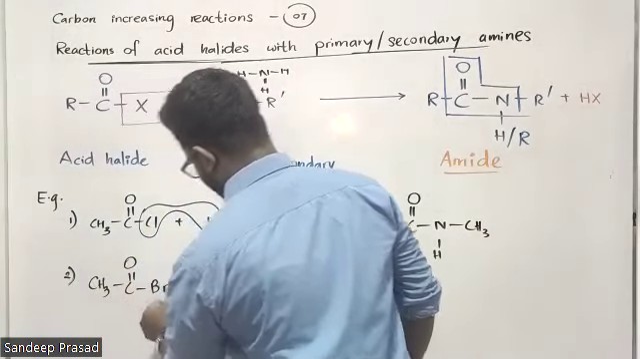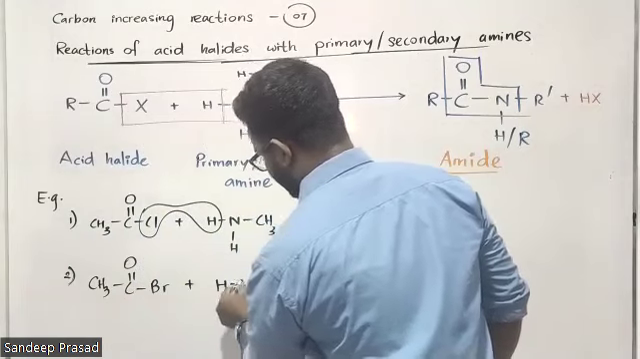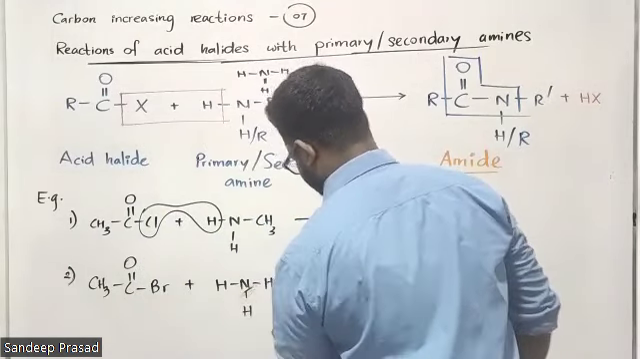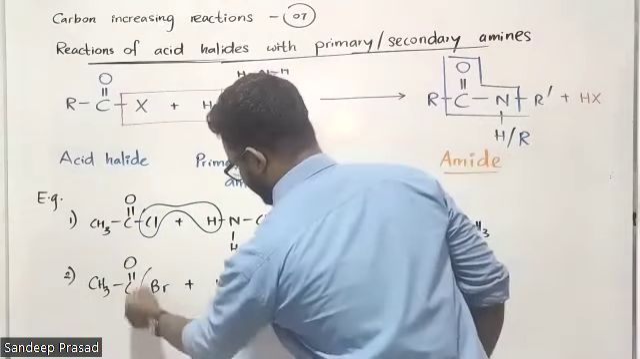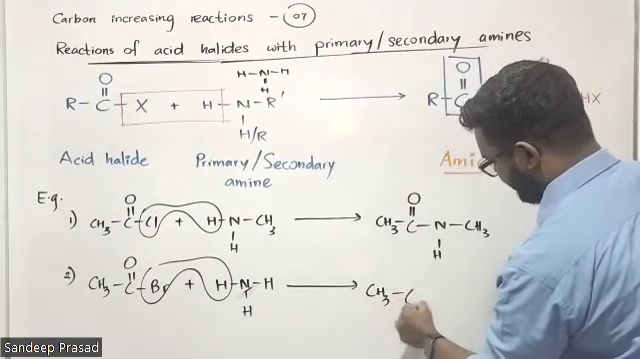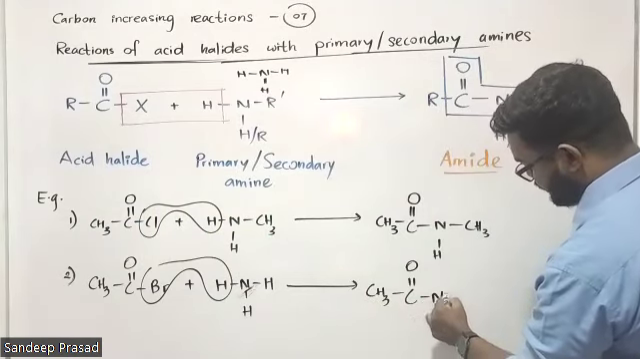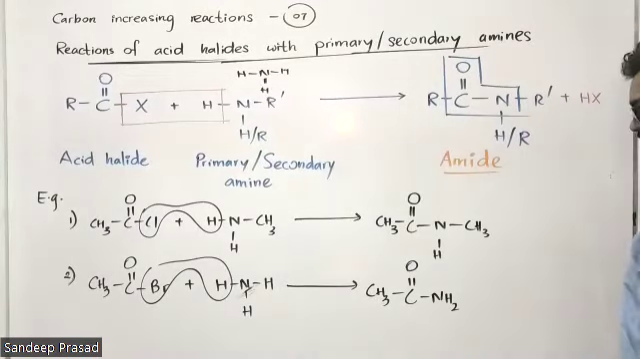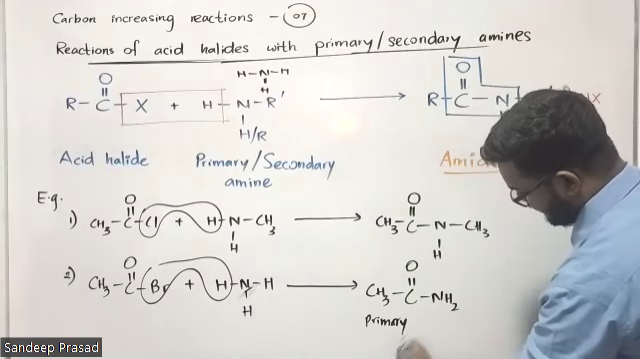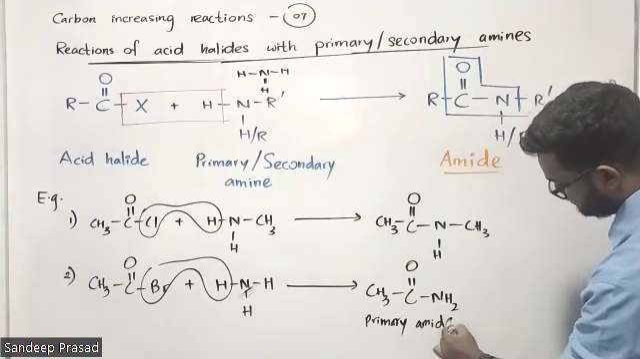CH3, C double bond Br, and I'm going to add here ammonia. Yeah, with ammonia also it's possible. And then bromine is eliminating with hydrogen, giving CH3, C double bond NH2. So can you see that? Primary amide, right? If you want, you can write down this one. This is a primary amide.